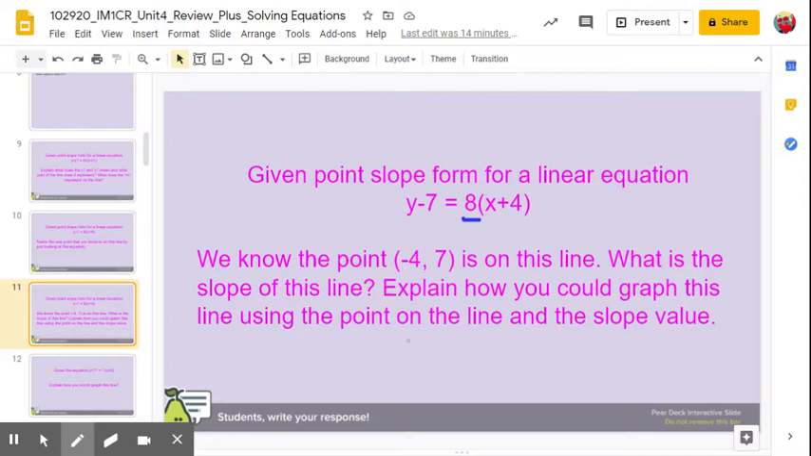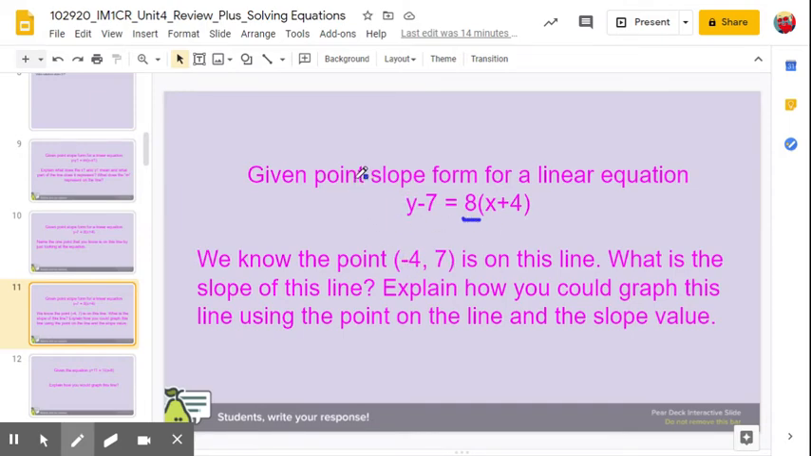Up 8, right 1. We know the slope has to be increasing. It has to be a positive slope. Now, from that point, negative 4, 7, we could go down 8. But if you go down 8, then you have to go left 1. Down 8, left 1, so that you still have a positive slope. That's how simple it is to graph a line once you have a point and a slope.